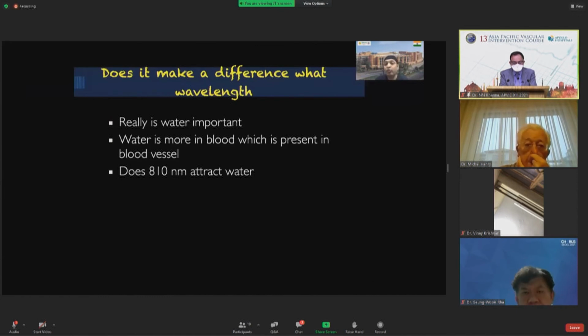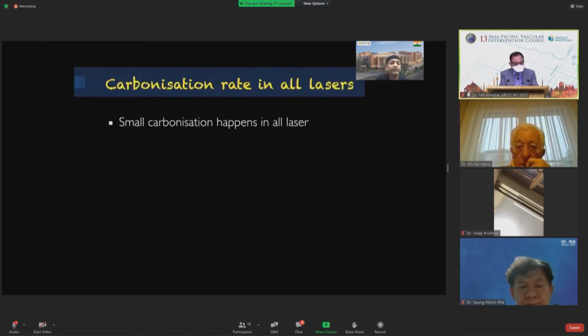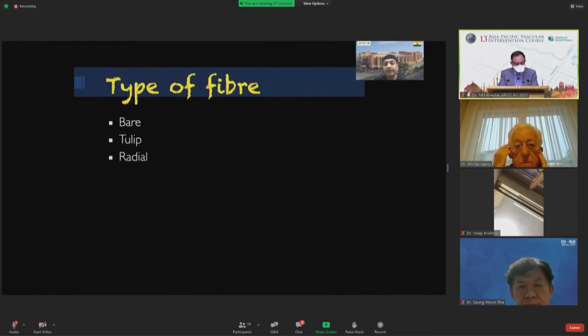Does it make a difference what wavelength? Yes and no. What that means is, as you can see, all the lasers get attracted to the water, and there are minor differences, which I've already mentioned in the last slide, which make the patient experience comfortable. Carbonization happens with all the lasers, in some small and in some larger, and basically it depends upon how much energy you're giving per second in a centimeter.